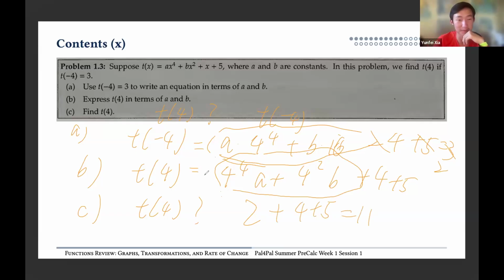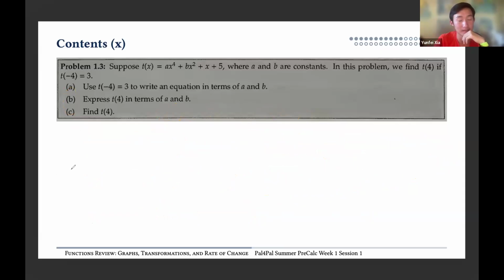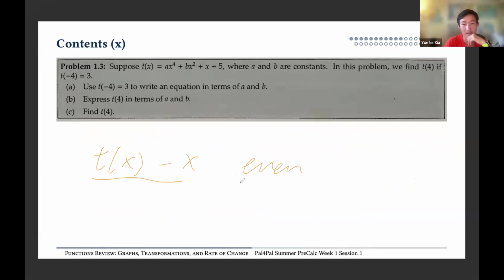All right, this is one way to solve this problem by following part A and part B. But if you want to be fancier, you can also use the fact that t of x minus x is an even function. Do you guys know what an even function is? If you guys understand what an even function is, you probably know how to solve it with an even function. And if you do not, then you probably will not understand it very quickly. So just putting that out there for those of you who know what even functions are.